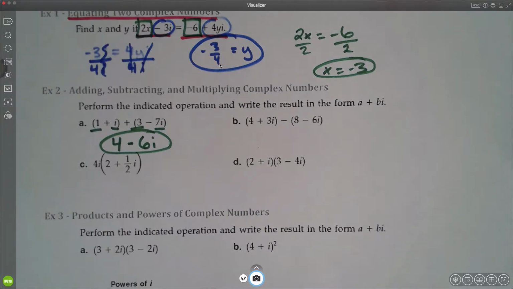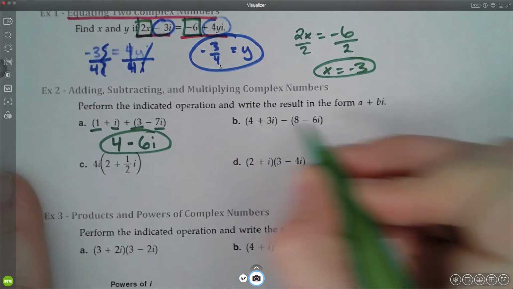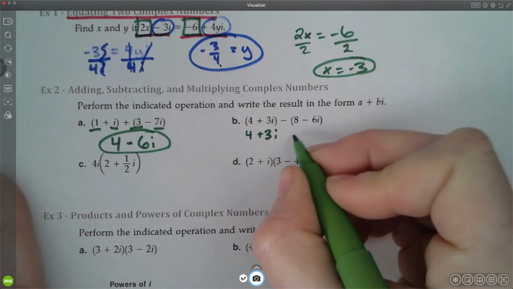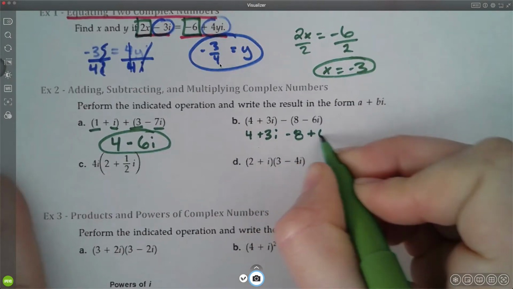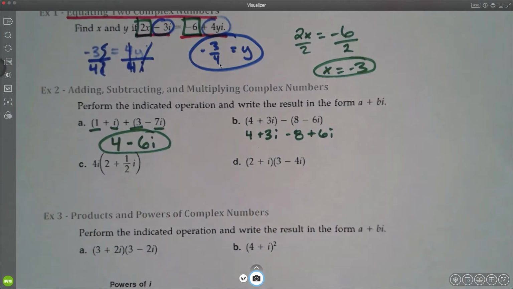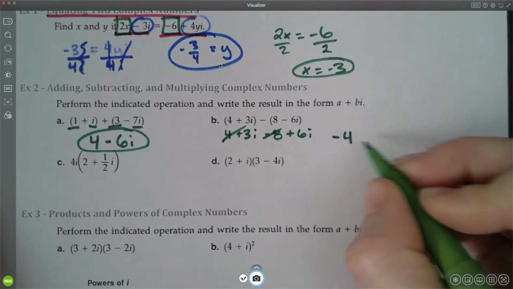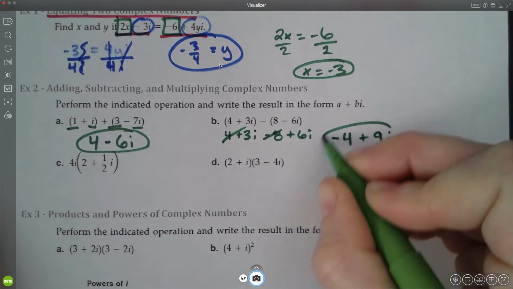You have to distribute the negative. Okay, so I'm just going to write a middle step in here where I'm dropping the parentheses. 4 plus 3i does not change, but this is -8 plus 6i, and now I can combine my like terms. Okay, so combining like terms, I have -4 plus 9i. That's it. Okay, very, very easy.